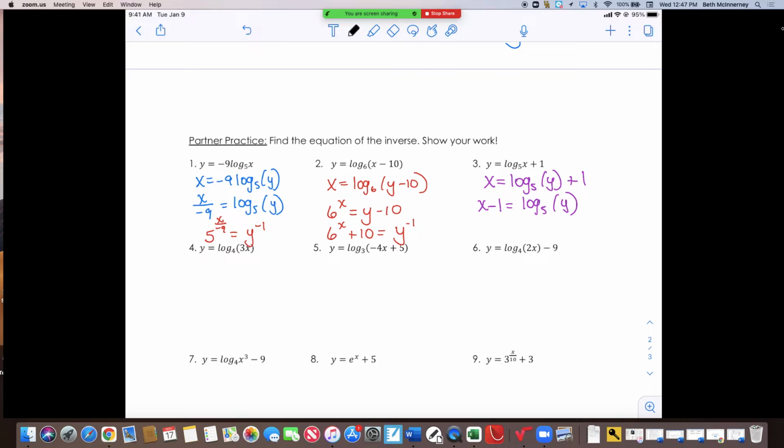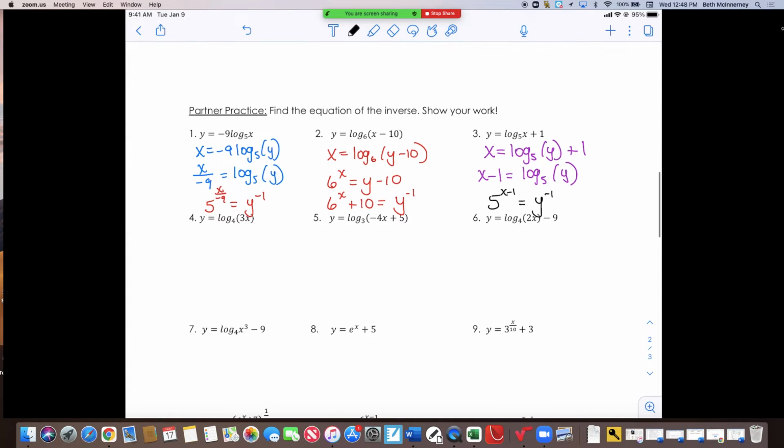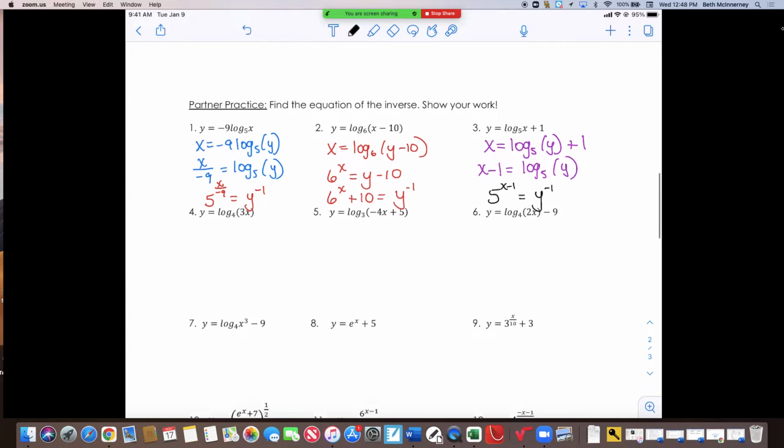Maybe I'll change colors so you can see what I'm doing here. So here's number 3. I switch the x and the y. Now I need to get that log with base 5 of y alone. So I subtract the 1. And then I'm going from logarithmic to exponential. So 5 to the x minus 1 equals y. And that y is the inverse.